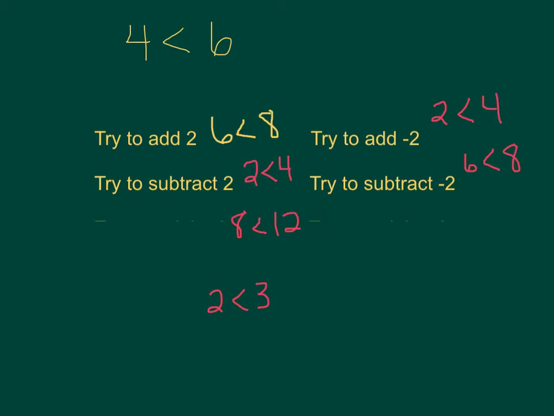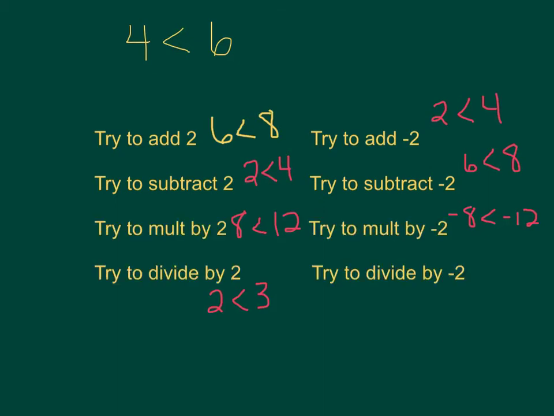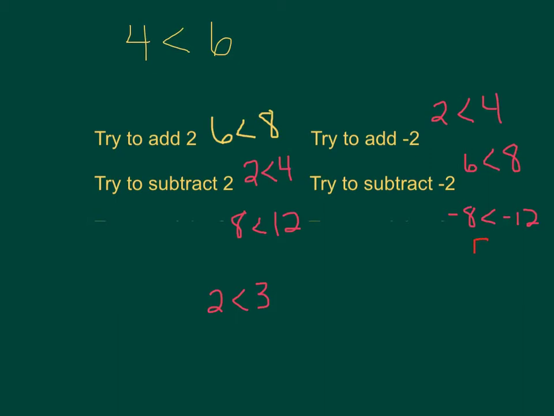Now let's multiply by negative 2. 4 times negative 2 is negative 8, and then 6 times negative 2 is negative 12. And negative 8 is not smaller than negative 12, so that should put up a huge red flag. That is not a true statement. If we flip the sign, we would get a true statement. So if we change negative 8 from less than to greater than negative 12, then we get a true statement.